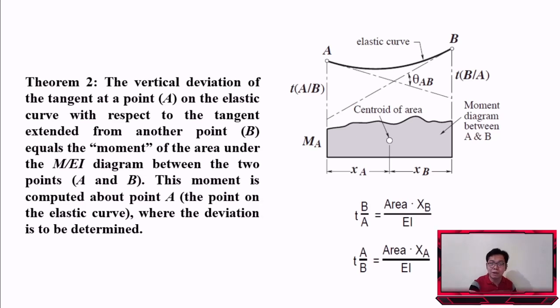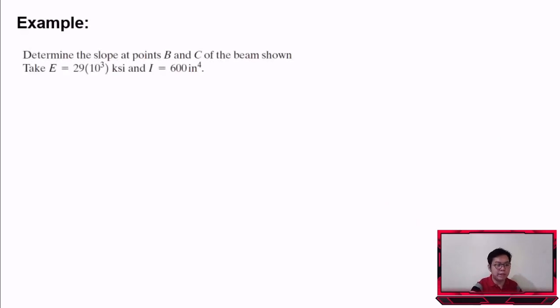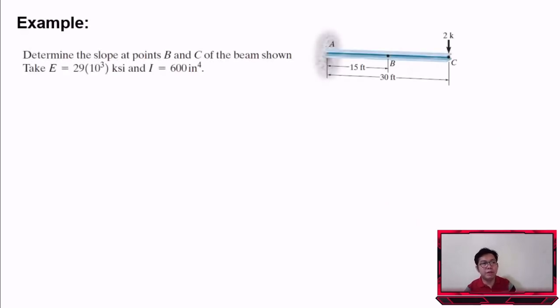Ito yung mas maganda kasi pag meron tayong problems, makikita nyo kasi kung paano natin i-apply yung mga theorems na to in solving for the deflections and slopes. Okay? So, let's try to solve some example problems. And then later on, kung meron tayong mga mahihirapan na mga concepts, I'll try to explain while solving the problems. Okay? So, check na natin yung mga sample problems natin. So, ito yung first problem natin, guys. Yan. So, determine the slopes at point B and C of the beam.